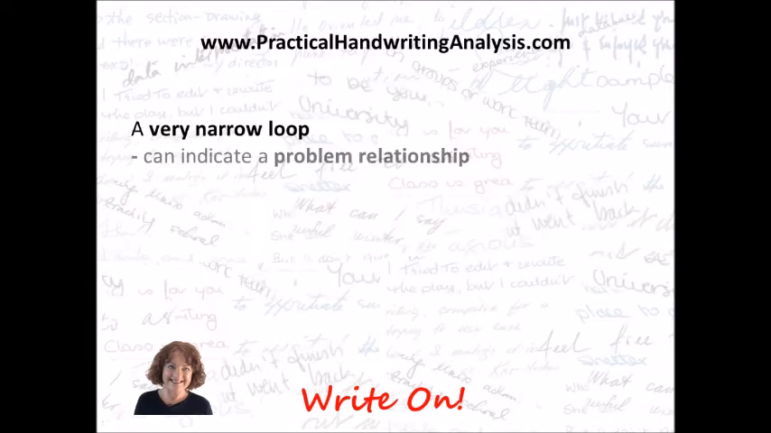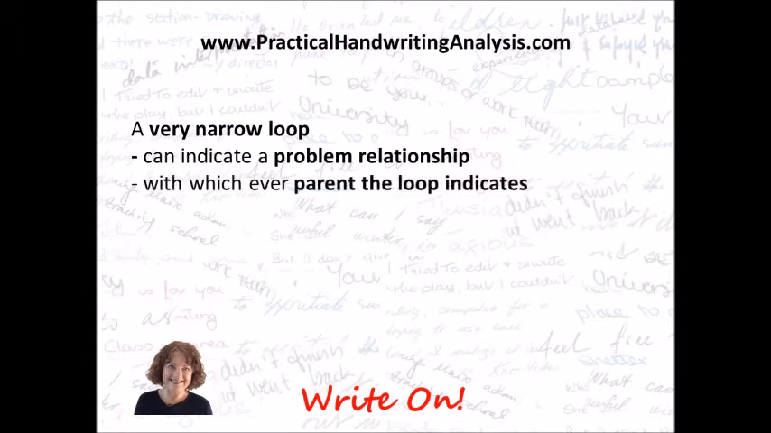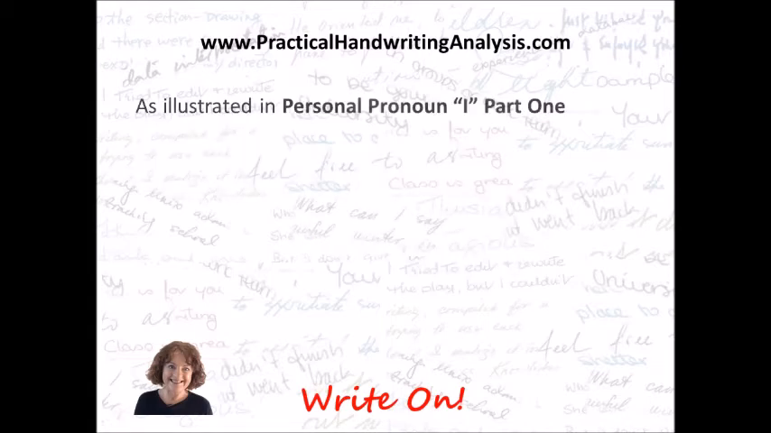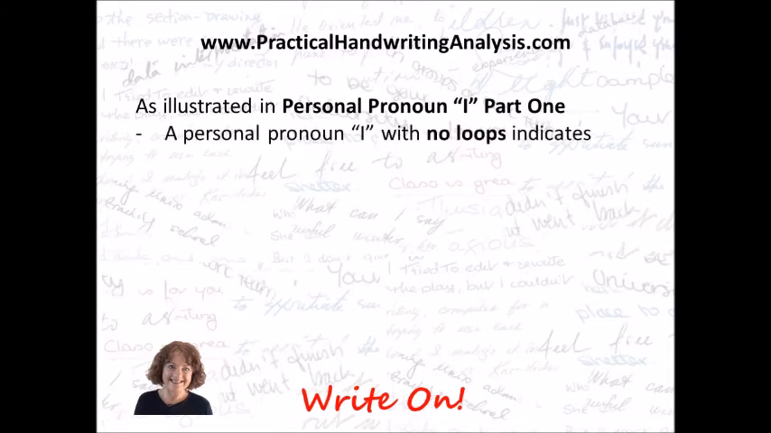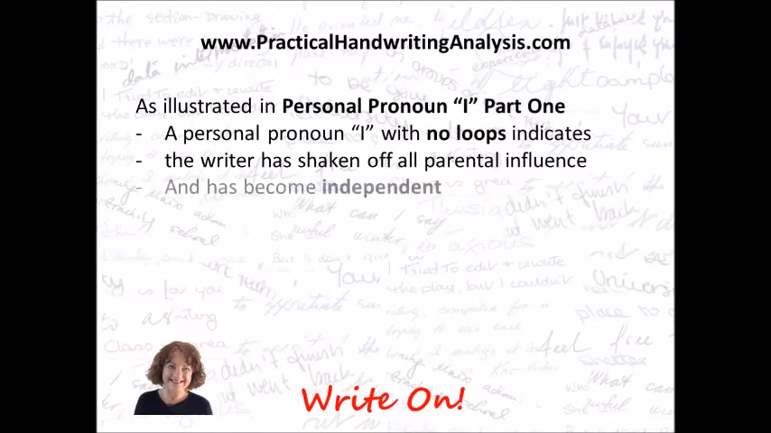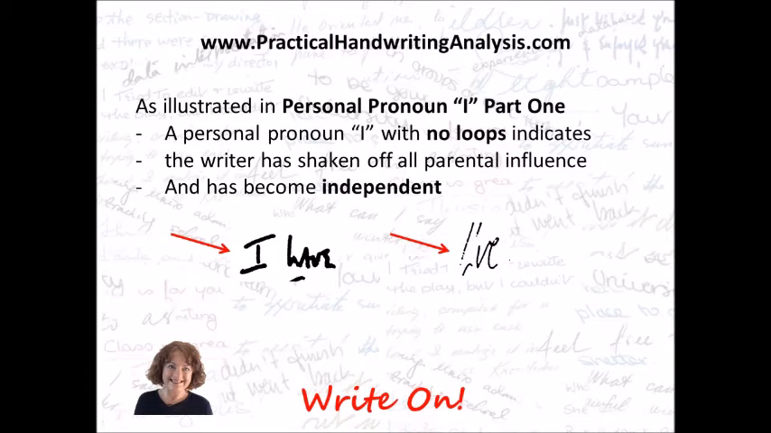A very narrow loop can indicate a problem relationship with whichever parent the loop indicates. So that one there has a very narrow lower loop, so that could indicate a problem father relationship. As illustrated in the personal pronoun I, part 1, a personal pronoun I with no loops indicates the writer has shaken off all parental influence and has become independent. And there quickly are just two independent I's. If you haven't seen part 1, there's a link below in the description box.